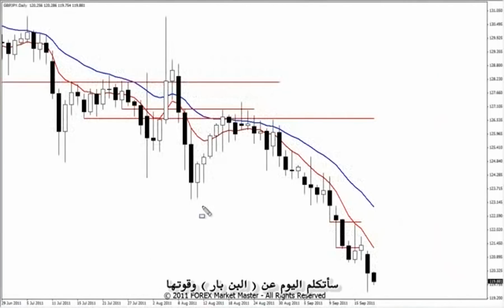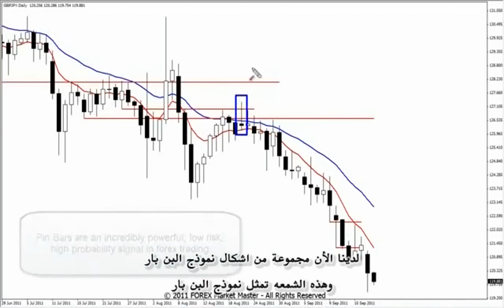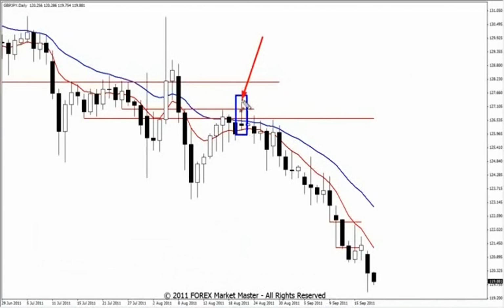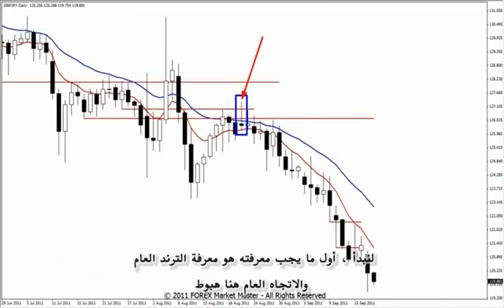ForexMarketMaster.com. Today I want to talk with you about the power of pin bars. Now we have a nice pin bar setup that we want to talk about, and that's this pin bar here. And we want to talk about why, in this location, this pin bar is such a good entry signal. Well, let's start at the beginning.